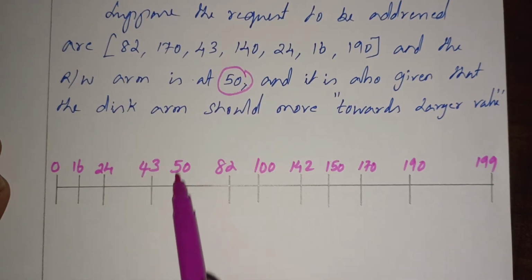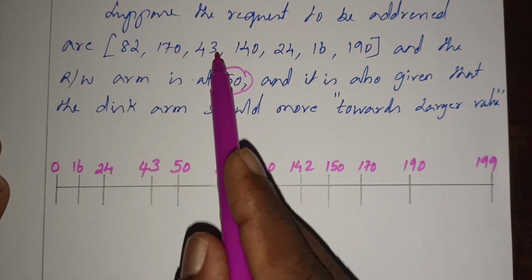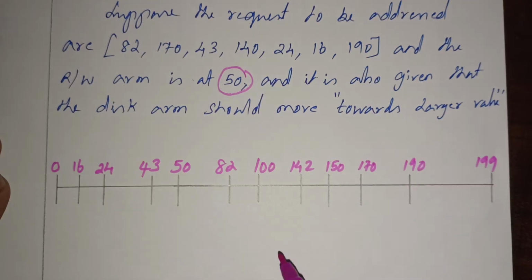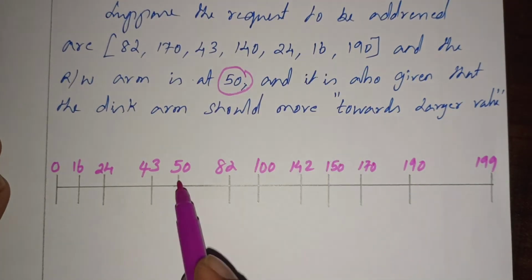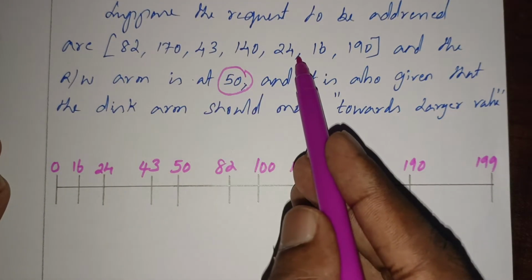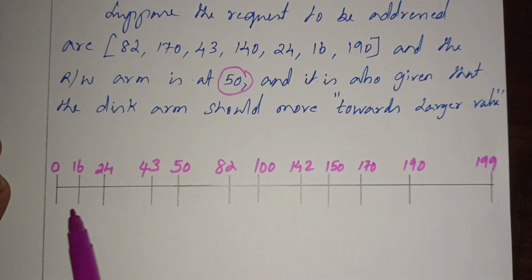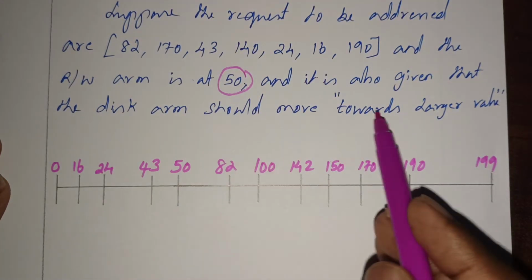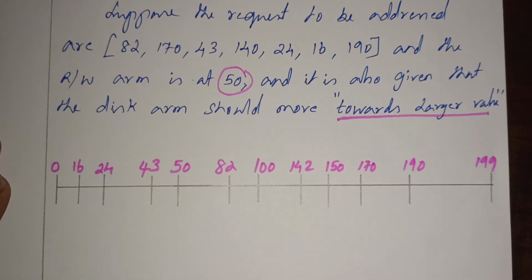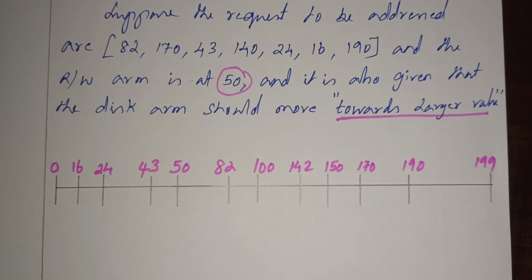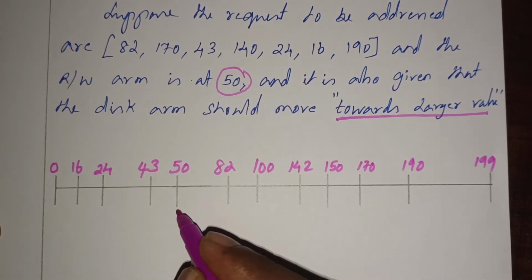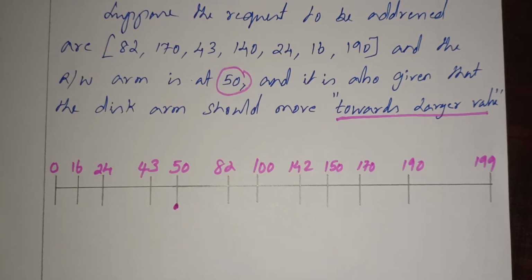What are the larger values here? If it is 50, the larger values are 82, 170, 140 and 190. It won't move to the left side values, that is 43, 24 and 16, because they are smaller values. It is clearly mentioned that it will always move towards the larger value.